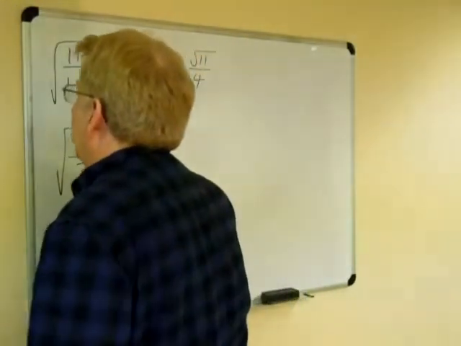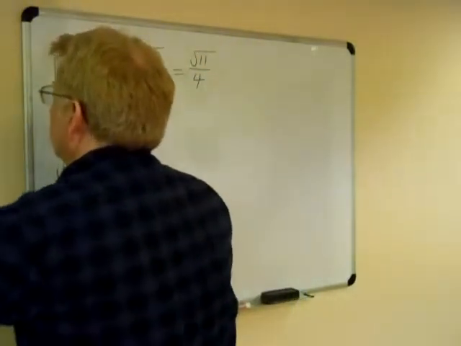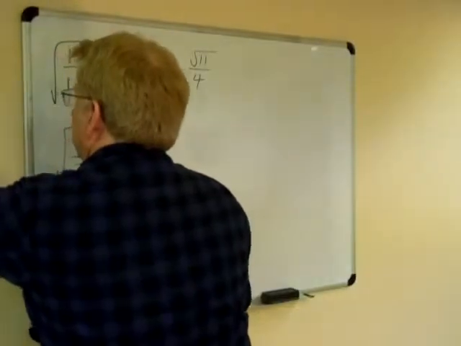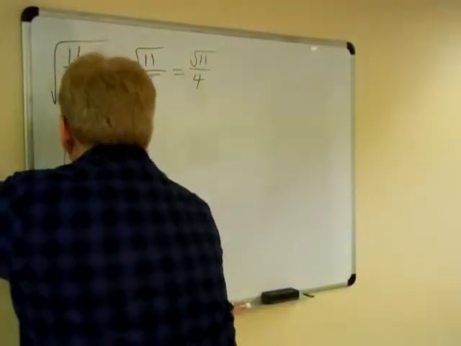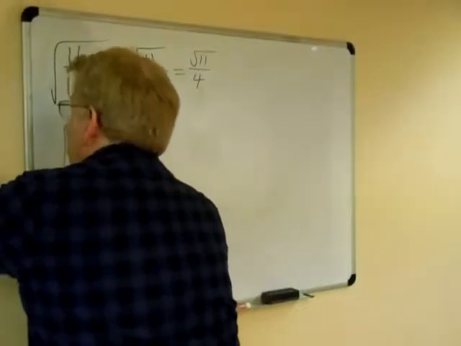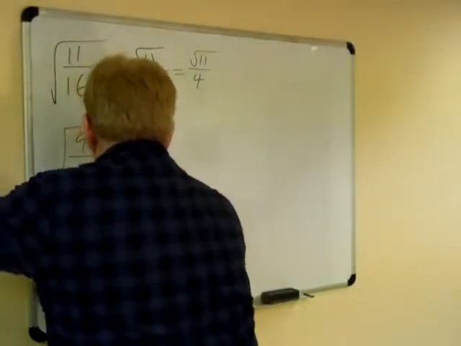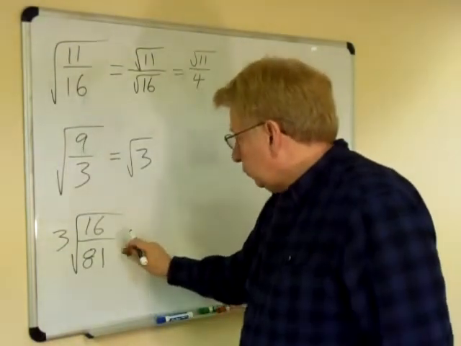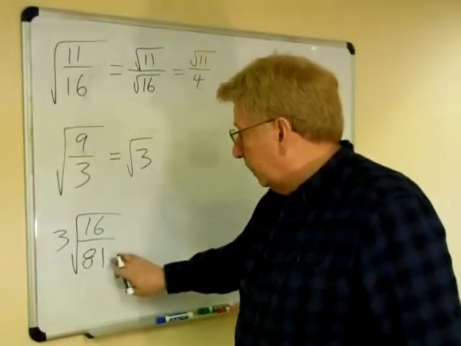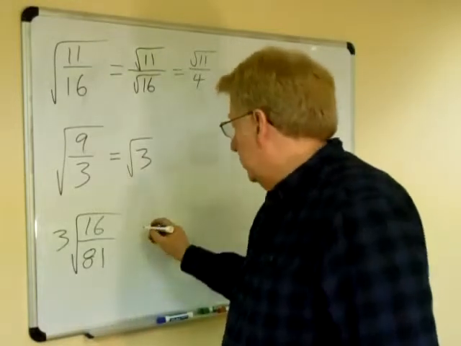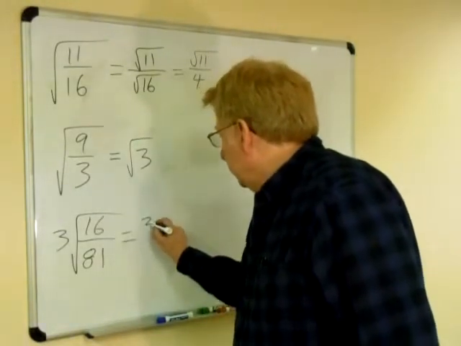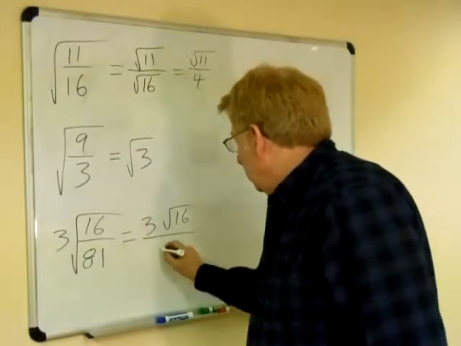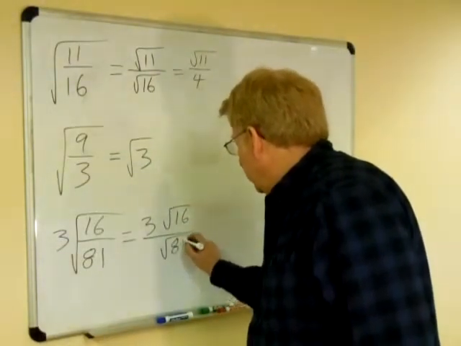Let's see, some more. Three times the square root of 16 over 81. See where we can go with that. Well, 16 is a perfect square and 81 is a perfect square, so I guess what I'm going to need to do is take the square root of 16 and separate it over the square root of 81.